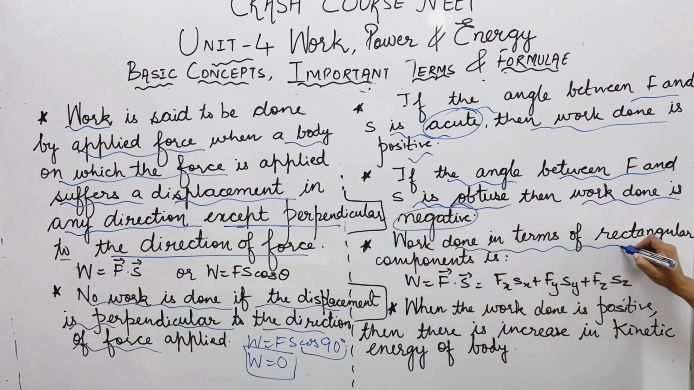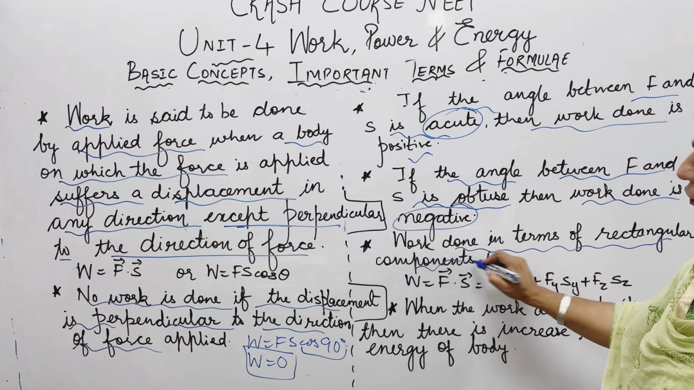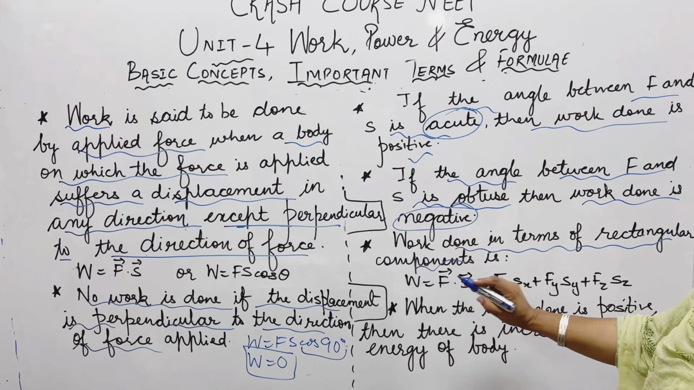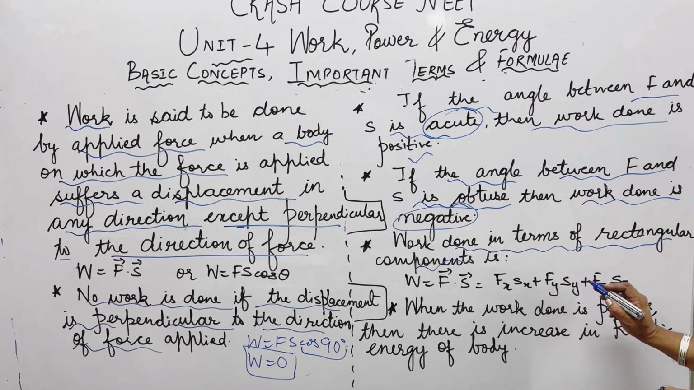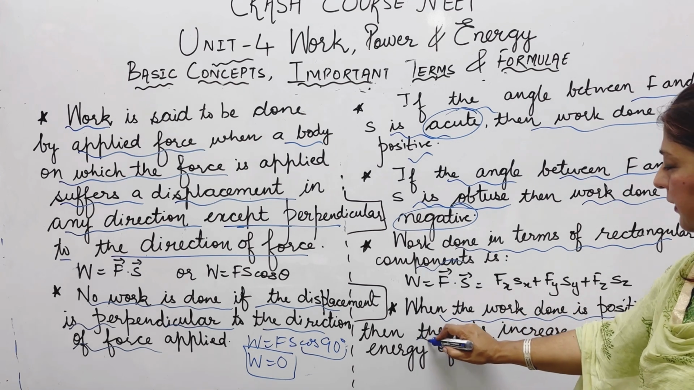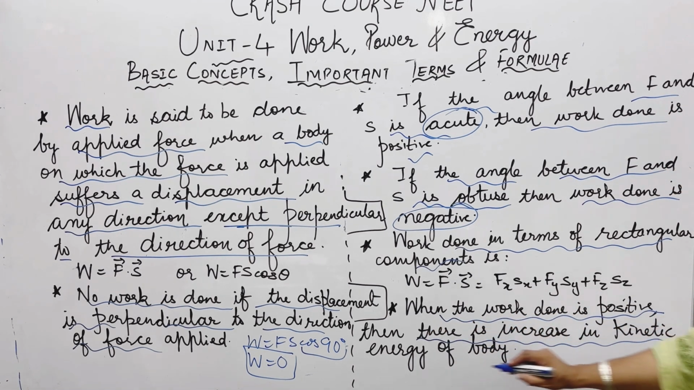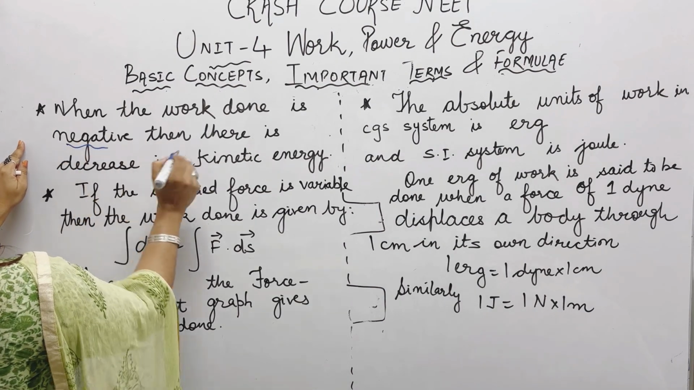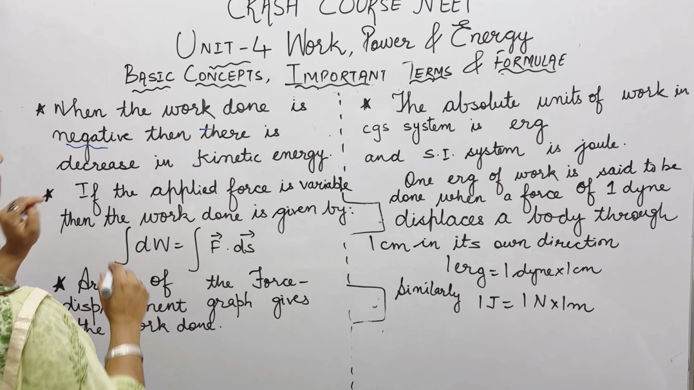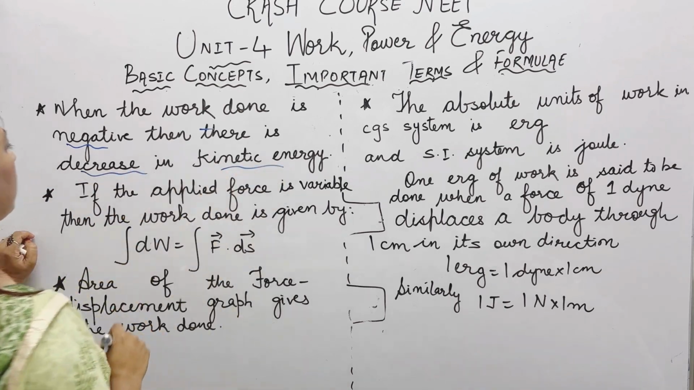Work done in terms of rectangular components, on resolving along the x, y and z axis, we will have Fx sx plus Fy sy plus Fz sz. When the work done is positive, then there is an increase in kinetic energy of the body. The next point is, when the work done is negative, then there is a decrease in kinetic energy.